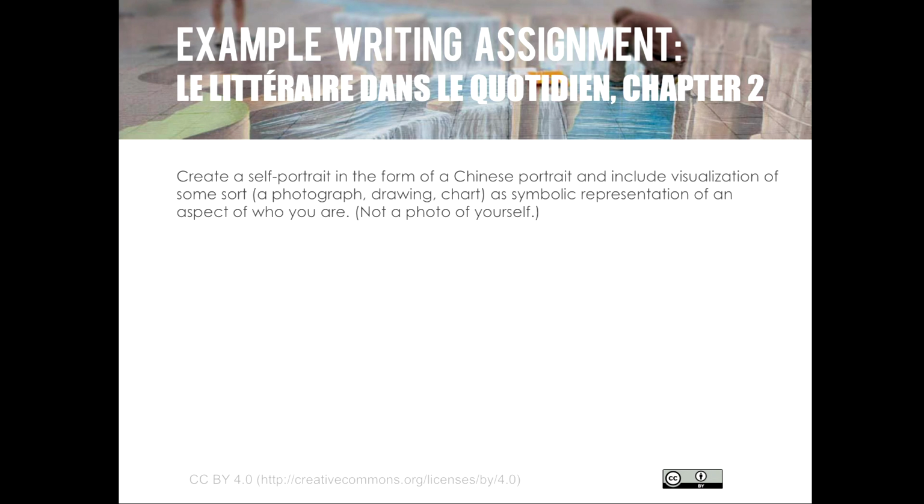So then we get to the writing assignment. As I was mentioning yesterday, the first half of a FLLITE lesson really focuses on interpretation strategies based on a text. You want to bring out some aspect of language or culture or textual organization that students are then going to put into effect in their writing or redesigning. So here, the writing assignment is to create a self-portrait in the form of a Chinese portrait and include a visualization of some sort, a photograph, a drawing, a chart, a symbolic representation of an aspect of who you are, not a photo of yourself. So I'm getting them to play with imagery that's tying into representing who they are, but without just taking a picture of yourself.